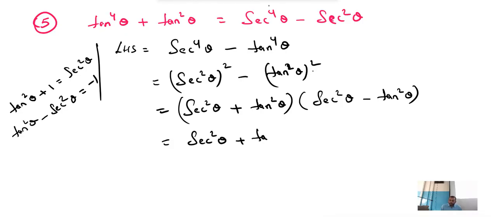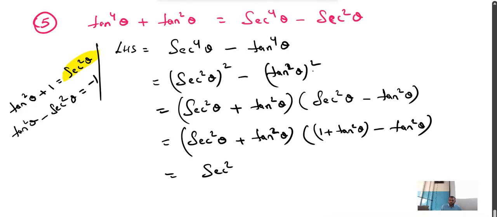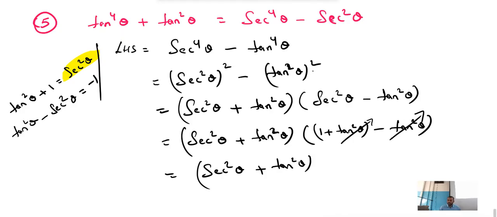Secant square theta plus tan square theta, I'll keep it as it is because both are added. Plus means nothing will get removed; minus means something we can delete. So secant square theta plus tan square theta I will keep as it is. Here, what is secant square theta? 1 plus tan square theta. In place of secant square theta, we can write 1 plus tan square theta minus tan square theta. Shall we substitute? Then what does it become? Secant square theta plus tan square theta into (1 plus tan square theta minus tan square theta). Plus tan square theta minus tan square theta get cancelled.